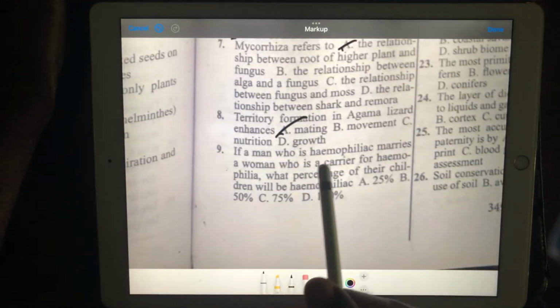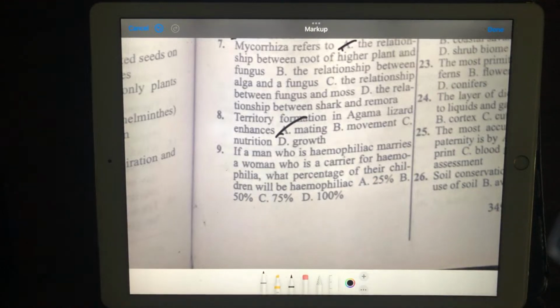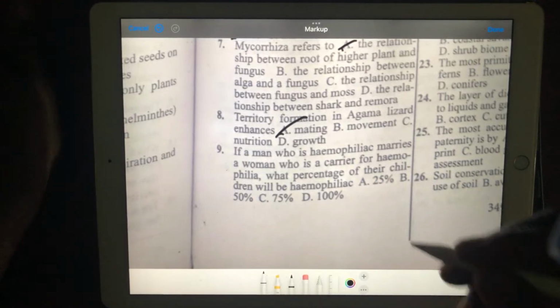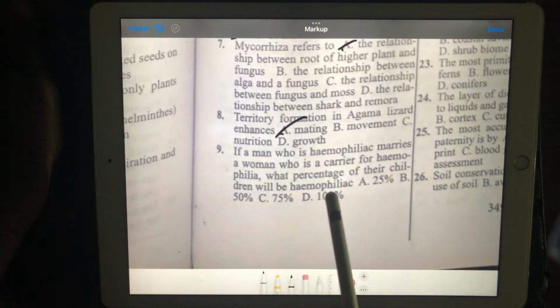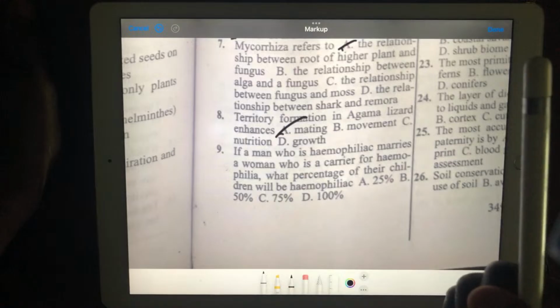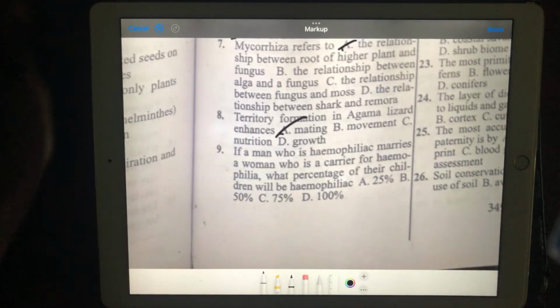If a man who is hemophilic marries a woman who is a carrier for hemophilia, what percentage of their children will be hemophilic? This is a tricky question that needs detailed what?